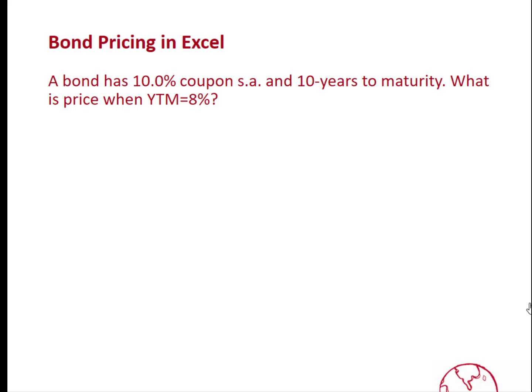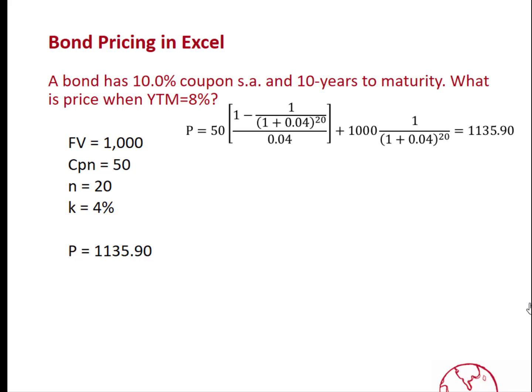Let's look at another example. Let's say you have a bond that has a 10% coupon payable semi-annually and 10 years to maturity. What is the price when the yield to maturity is 8%? Future value is going to be $1,000. The coupon is going to be 10% divided by 2, multiplied times 1,000 to get $50 every 6 months. Number of periods is going to be 10 years times 2, or 20 periods. And the discount rate is going to be the yield to maturity of 8% divided by 2, or 4% per period. Plugging it into this formula, we can see that the price of the bond is going to be $1,135.90. The bond is going to be trading at a premium to its par value.